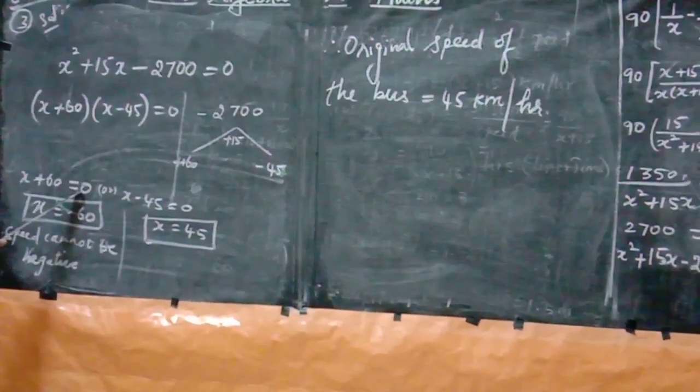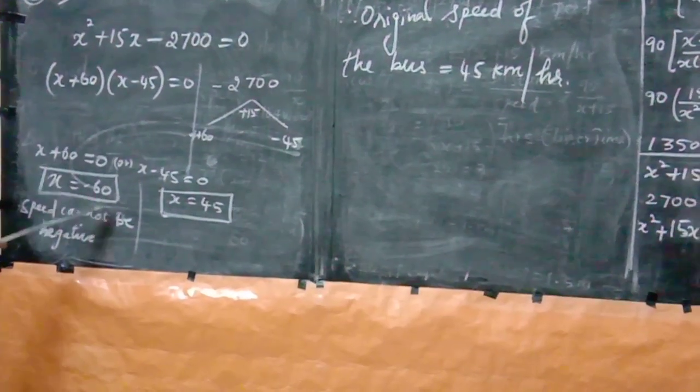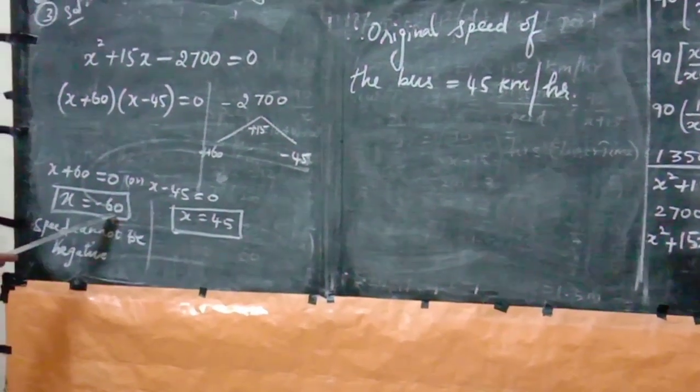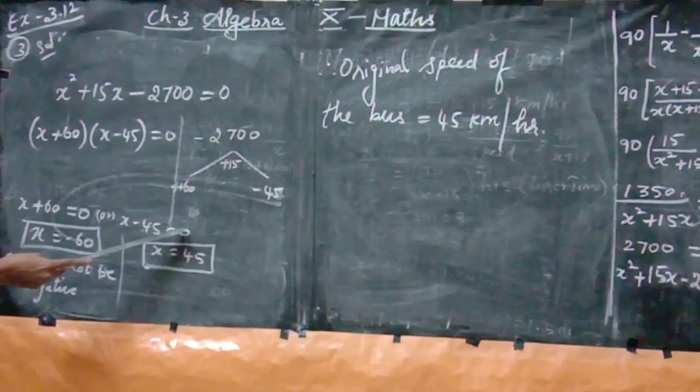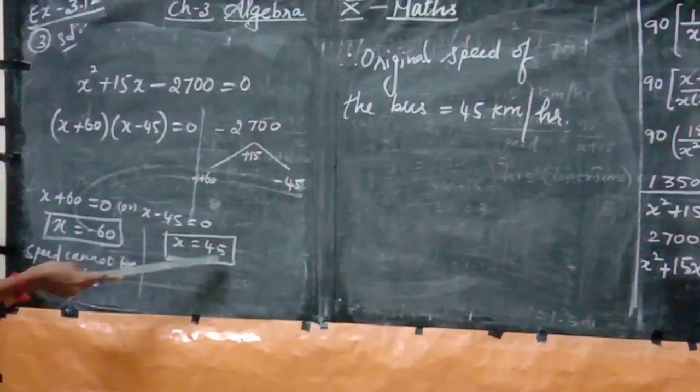x plus 60 is equal to 0, and x minus 45 is equal to 0. This plus 60 goes to the other side as minus 60, so x is equal to minus 60. x minus 45 is equal to 0; this minus 45 goes to the other side as plus 45. x is equal to 45.